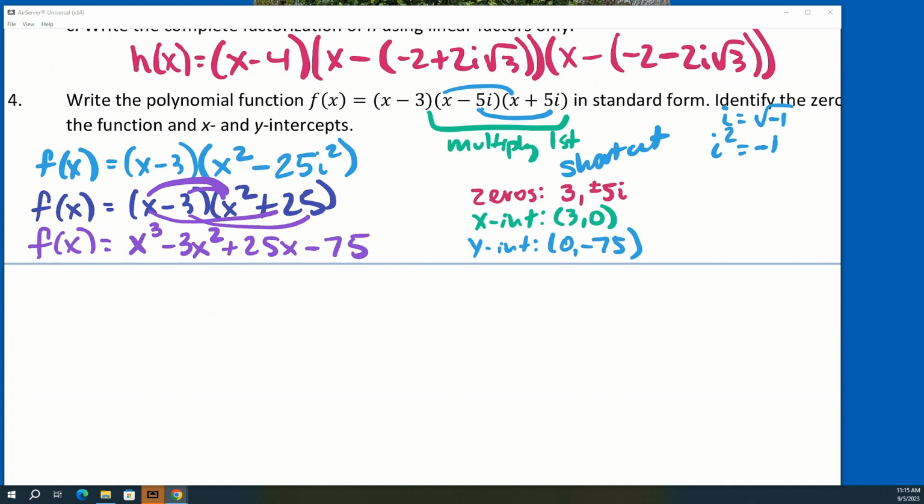All right, I know that was a lot in one day. Depending on how much you remember from Algebra 2, that may have felt very overwhelming. I don't know. So I'm going to give you guys your assignment.